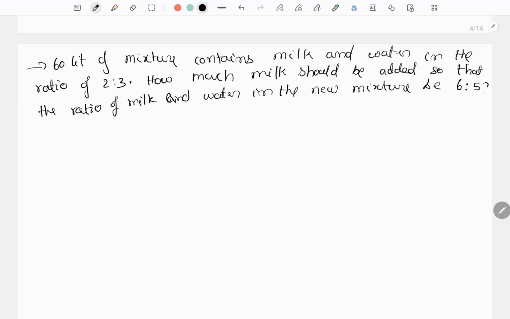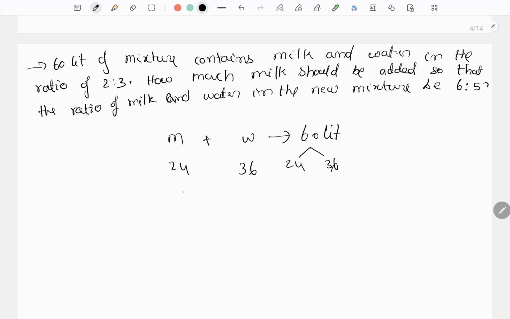60 liters of mixture contains milk and water in the ratio 2:3. How much milk should be added so that the ratio of milk and water in the new mixture becomes 6:5? Milk plus water is a total of 60 liters. In the ratio 2:3, that is a total of 5 parts. So 5 parts is 60, then one part is 12, so milk must be 24 and water must be 36.